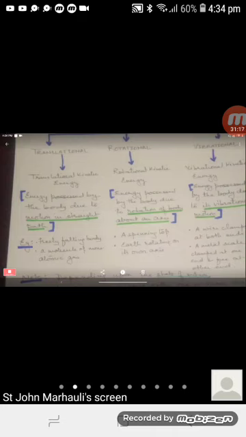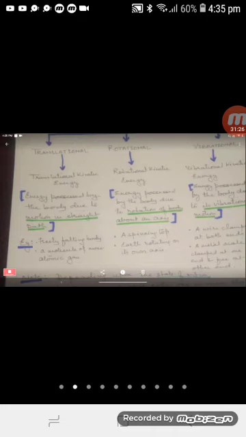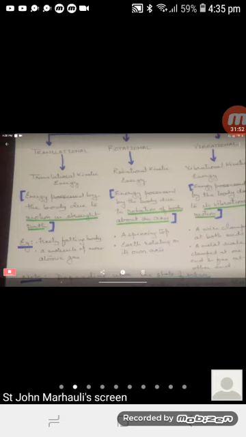If we go for the definition of translational kinetic energy, it says that the energy possessed by the body due to motion in a straight path is called translational kinetic energy. If a car is moving along a straight path, then the energy it possesses is translational kinetic energy. Or a body which is freely falling down is under translational motion. That is, it falls along a straight path, and therefore it will have translational kinetic energy.